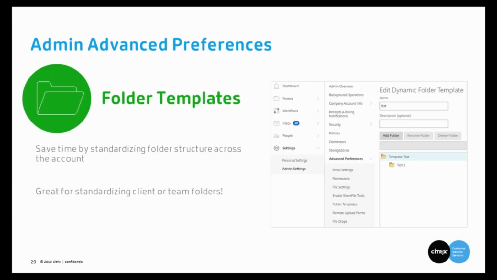Another of the advanced preferences that we have available is the folder templates. That is going to save you some time by standardizing folder structure across the account, meaning that you will be able to create a specific folder structure that can later be applied to any of the folders that have been created within your organization. This is a great way to standardize client or team folders across the account.